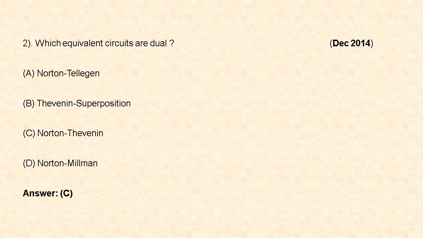Next question, which equivalent circuits are dual? This question was asked in December 2014 and the options are Norton Thevenin, Thevenin superposition, Norton Thevenin and Norton Millman. So the correct option is Norton Thevenin. These two are dual because in Norton's we have a current source in parallel with resistance and in Thevenin's we have a voltage source in series with resistance.